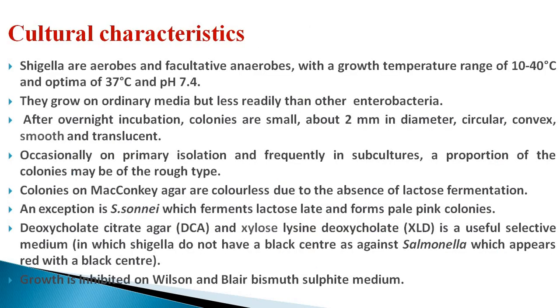Cultural characteristics of Shigella. Shigella are aerobes and facultative anaerobes with a growth temperature range of 10 to 40 degrees Celsius and an optimal temperature of 37 degrees Celsius, with a favorable pH of 7.4. They grow in ordinary medium but less readily than other enterobacteria. After overnight incubation, colonies are small, about 2 mm in diameter, circular, convex, smooth and translucent.